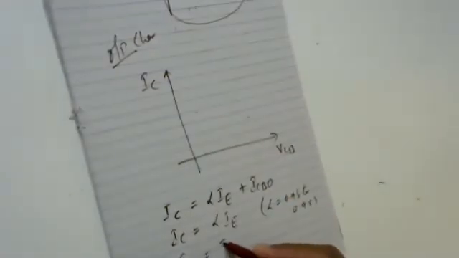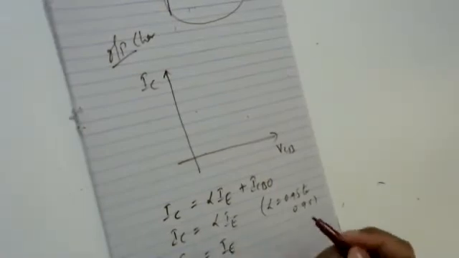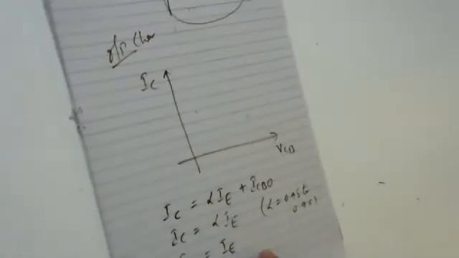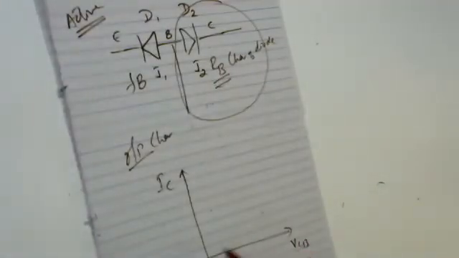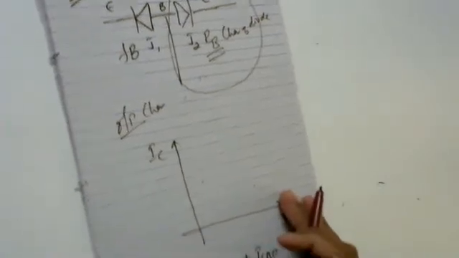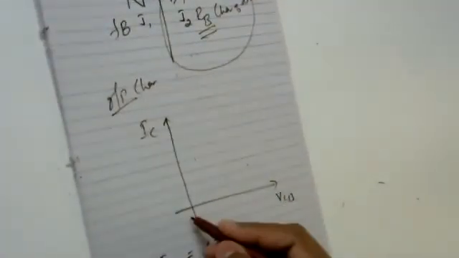So I can approximate this equation as IC equals IE. It means my output current will be equal to my input current. This is my approximation to help you understand the concept. Now let me say that if my input current is zero, what about my output current? My output current also will be zero.